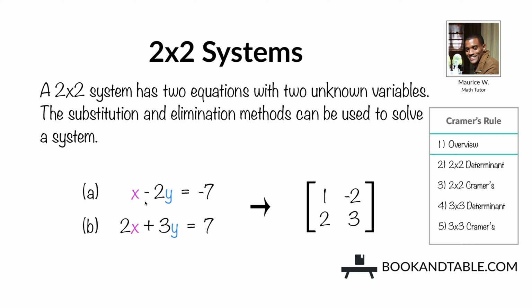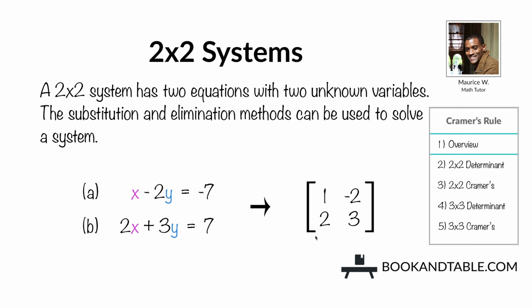Our first equation is x minus 2y is equal to negative 7. And our second equation is 2x plus 3y is equal to 7. So we see in both equations we have two unknown variables, our x and y. In our 2x2 systems chapter, we reviewed the substitution and elimination methods for finding the value of x and y in this system. In this chapter, we'll be using a process known as Cramer's rule to find x and y for a 2x2 and a 3x3 system.